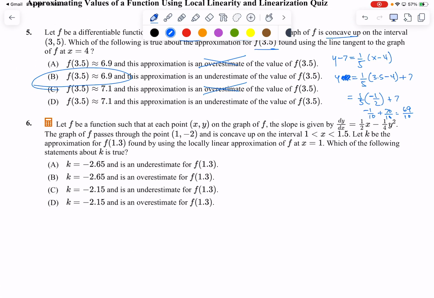Last one. You got your point. All right, here it is. This is a different one. It says, let f be a function. They give you the derivative, so I'll be able to find the slope of the tangent line. Let's just do that real quick.